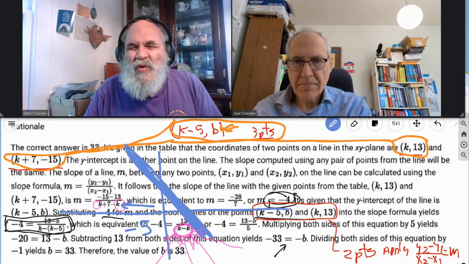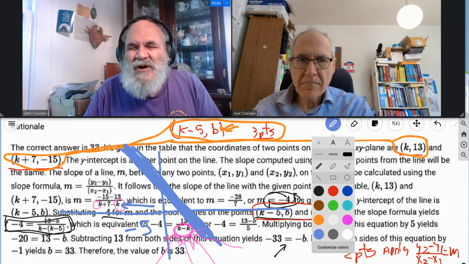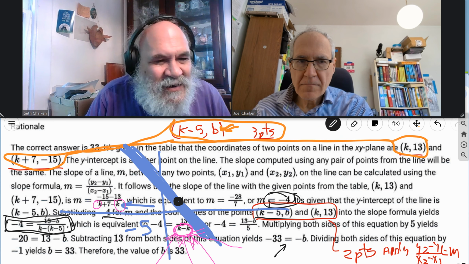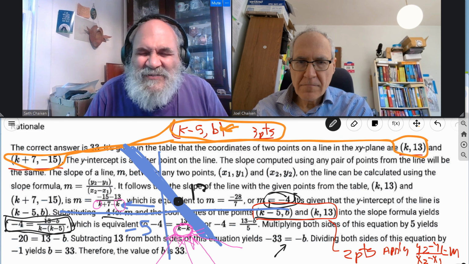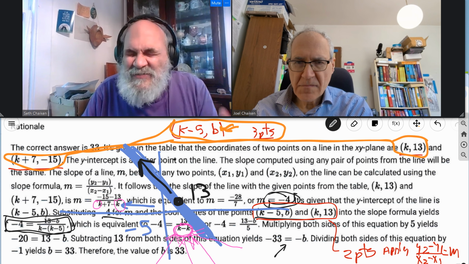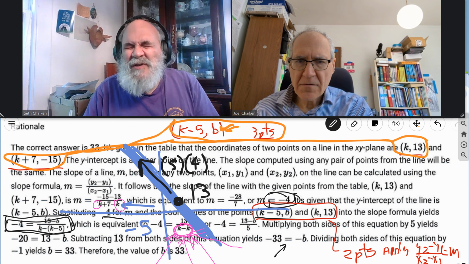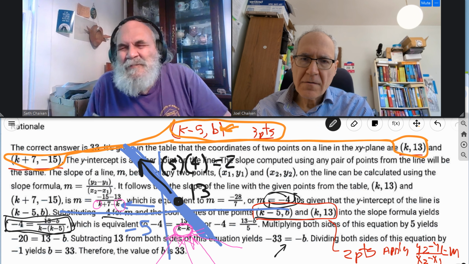We know the y value for k. So the y value for k minus 5 is now the old y value of 13 plus how much it changes, which is 20. So it's 13 plus 20, which is 33. That's the answer. Right. So there we go.